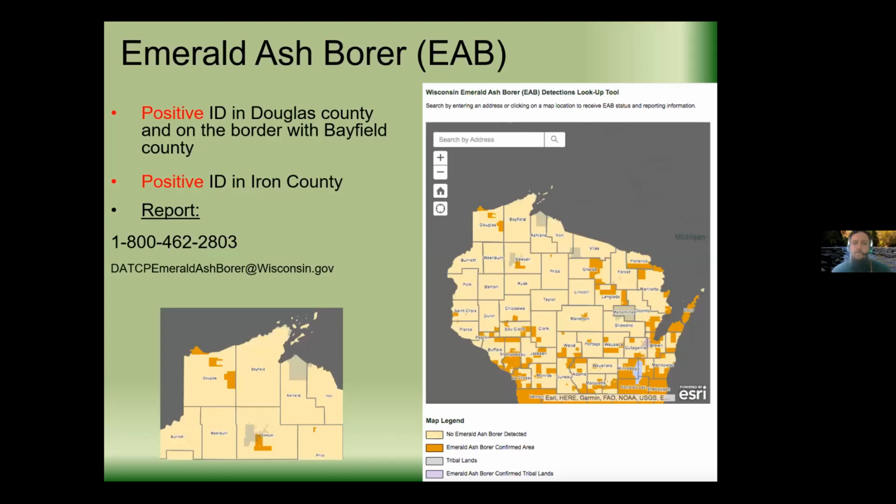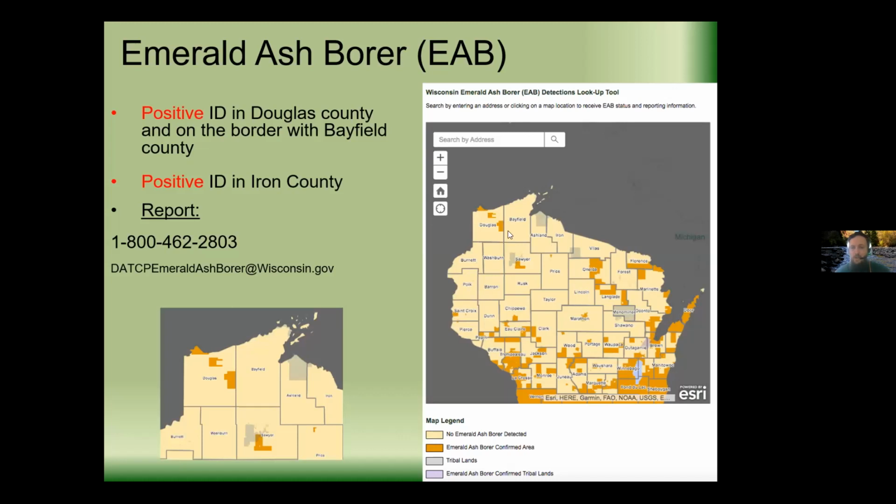So here we've got a map. We've got positive ID of these bugs. In other words, we found them on the traps in Douglas County and right on the border with Bayfield County. So these are, as I recall, Highland, Gordon, and Wascott townships right here. And you can see the bugs don't know that there's a county line there. That's just a township line.